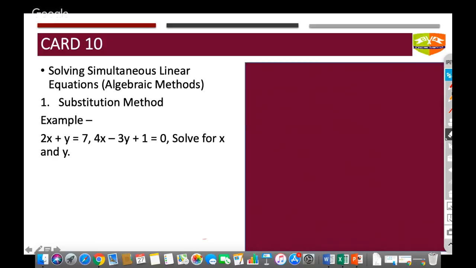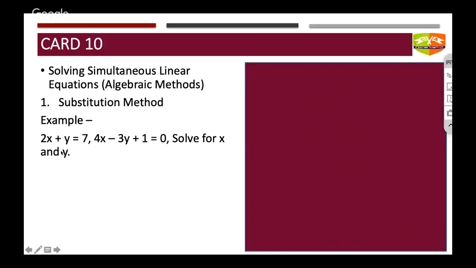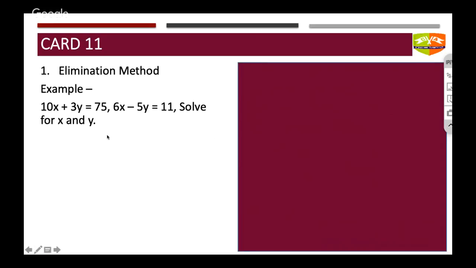So this is how you have to solve by the substitution method. What I did was that I found the value of y here, and then I put the value of y in the second equation, found the value of x, and then by finding the value of x, I found the value of y once again.